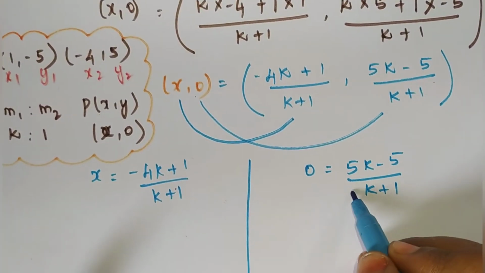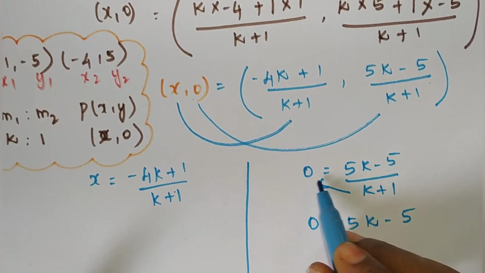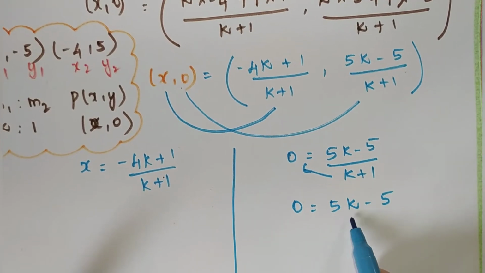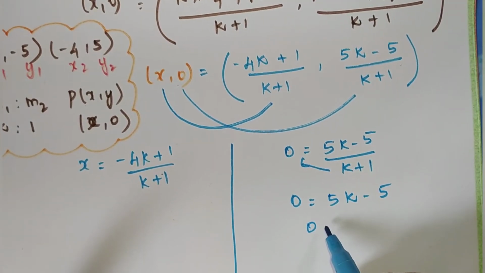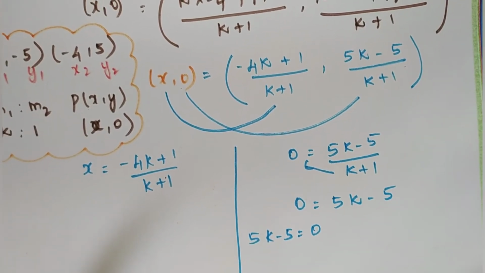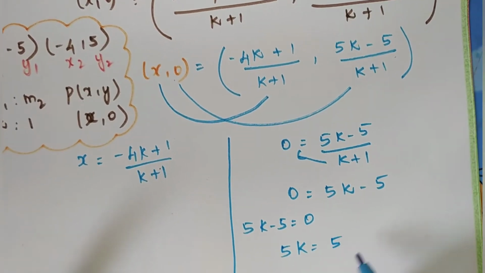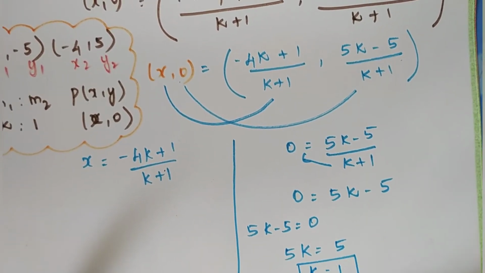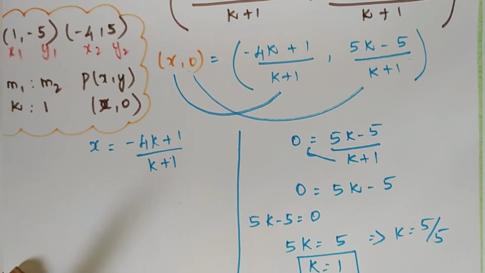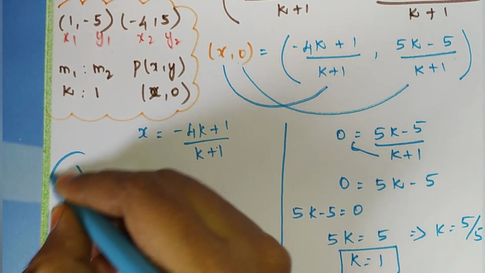Now cross multiply. 0 is equal to 5k minus 5. If we multiply anything with 0, you will get 0 only. So 0 is equal to 5k minus 5, then 5k minus 5 is equal to 0. Shift this to the right hand side: 5k is equal to 5, k is equal to 5 by 5, and k is equal to 1. Clear, children? So the value of k is 1.